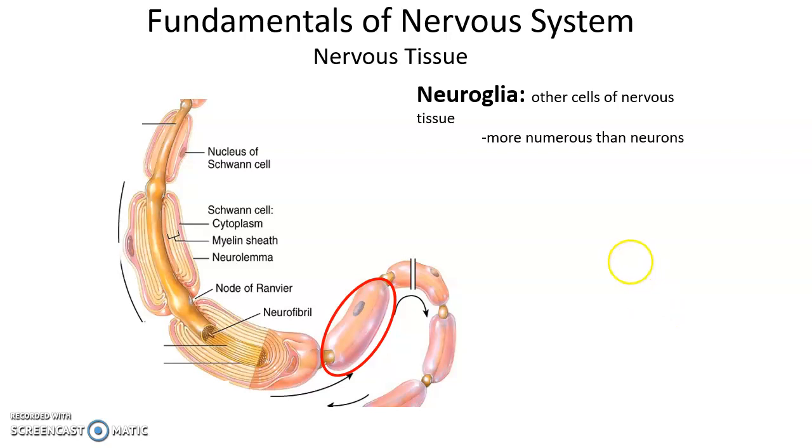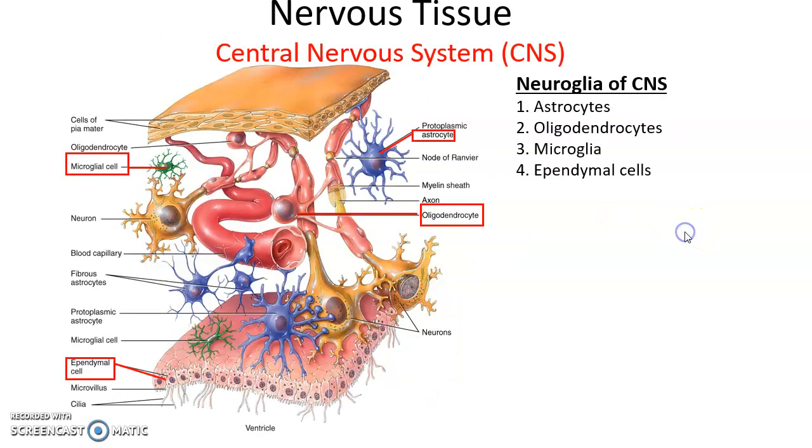There are lots of neuroglia cells, actually more neuroglia cells than there are neurons, and they have a variety of functions. We will start off with the 4 neuroglial cells found in the central nervous system. These include the astrocytes, the oligodendrocytes, the microglial cells, and the epidermal cells.